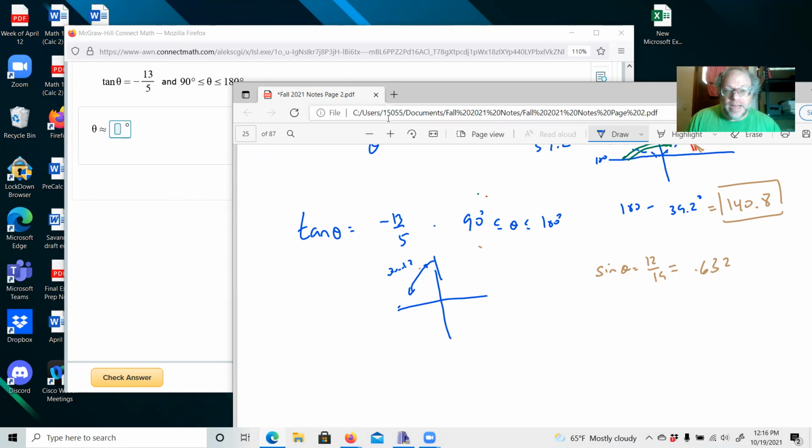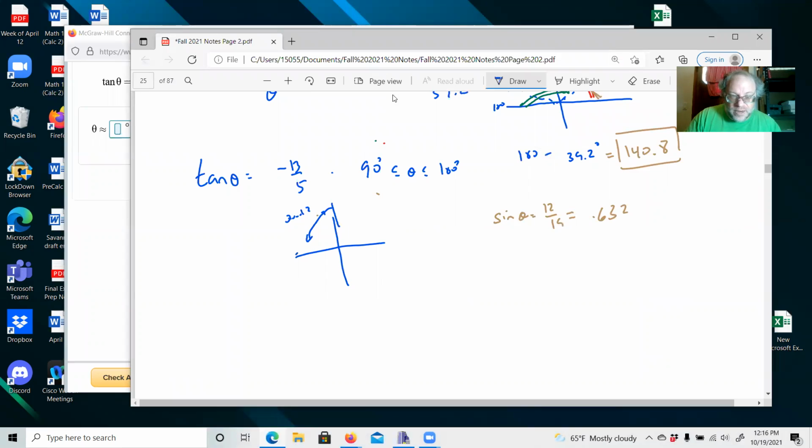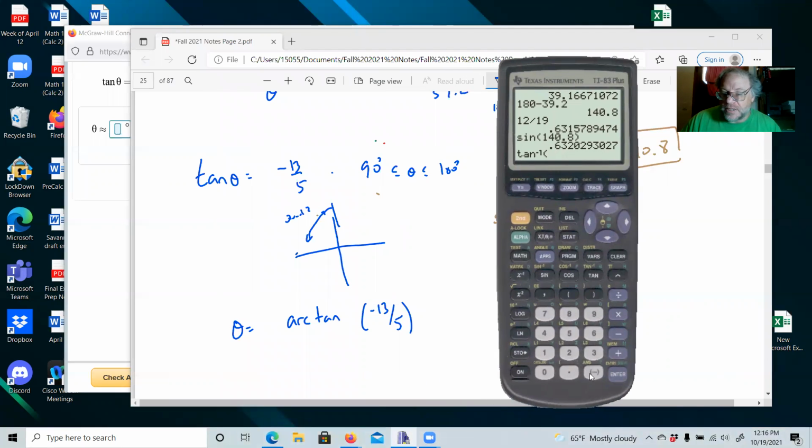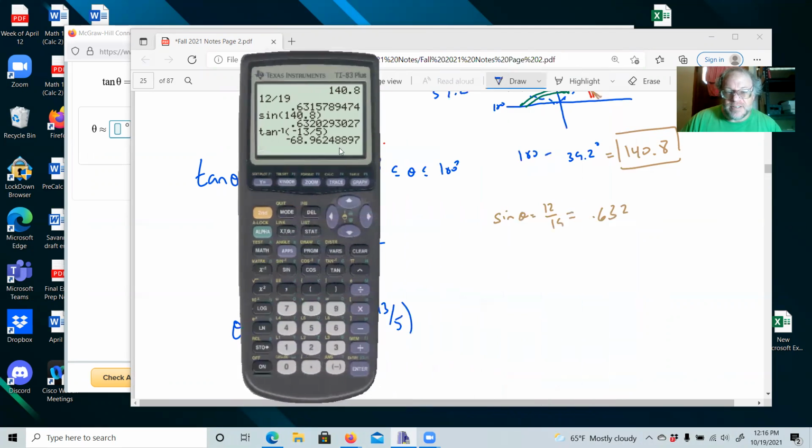All right, so when I go ahead and I take my inverse tangent, we're going to have theta equal to arctangent of negative 13/5. Okay, we're going to get something in quadrant 4. Am I still in degrees mode? Degrees, I sure am. So we're going to get inverse tangent, second function, tangent, inverse tangent, not reciprocal, inverse tangent, negative 13 divided by 5. All right. And we ended up with about 68.96, so 69 degrees here.